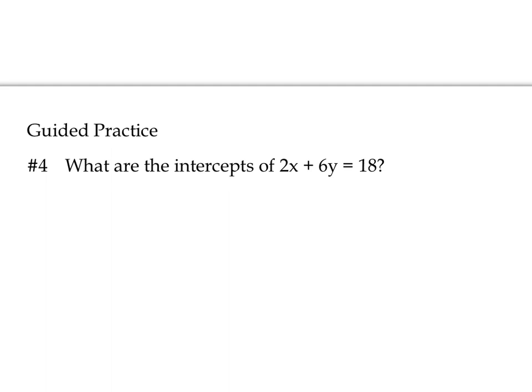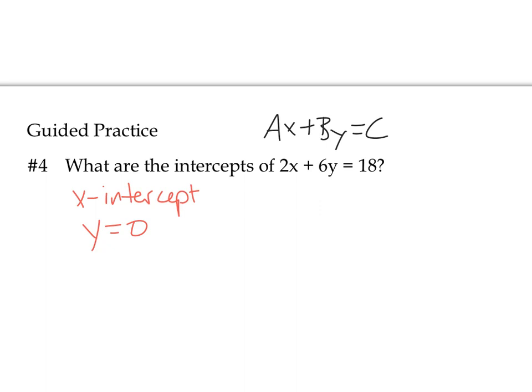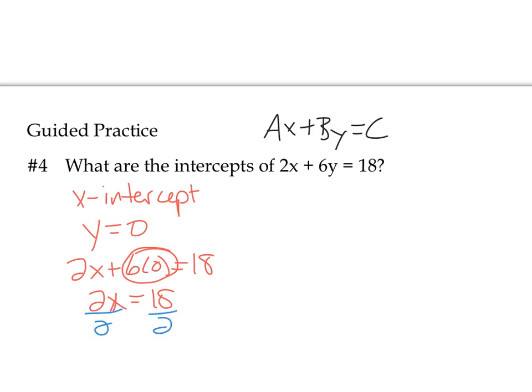This is an equation in standard form, the ax plus by equals c form. If we want to find the x-intercept, the x-intercept will have a y value of 0. So that means we can put a 0 in for y into that equation. So we're going to have 2x plus 6 times 0 equals 18. That's just 2x equals 18, because 6 times 0 is just 0, so 2x plus 0 is 2x. Now we can divide by 2 on both sides and get the x-intercept of 9.